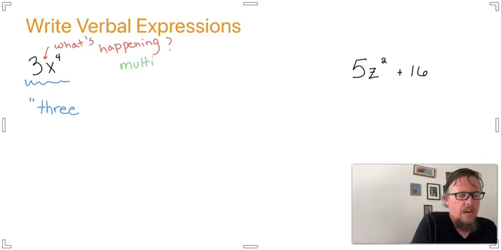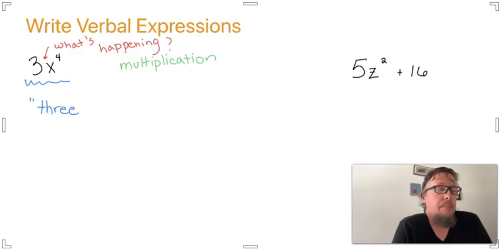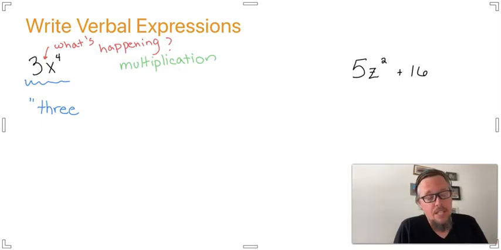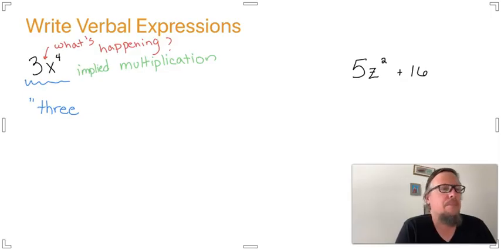Multiplication is the only operation in math that you do not have to write a symbol for. If it was addition, we would need a plus sign. If it was subtraction, we'd need a minus sign, and so on. But for multiplication, you don't need to put the multiplication sign. If there is no sign, we assume it's multiplication, and the term for that is implied multiplication. Implied multiplication means we don't have a symbol, but it's multiplication. Multiplication is the only one that works like that.